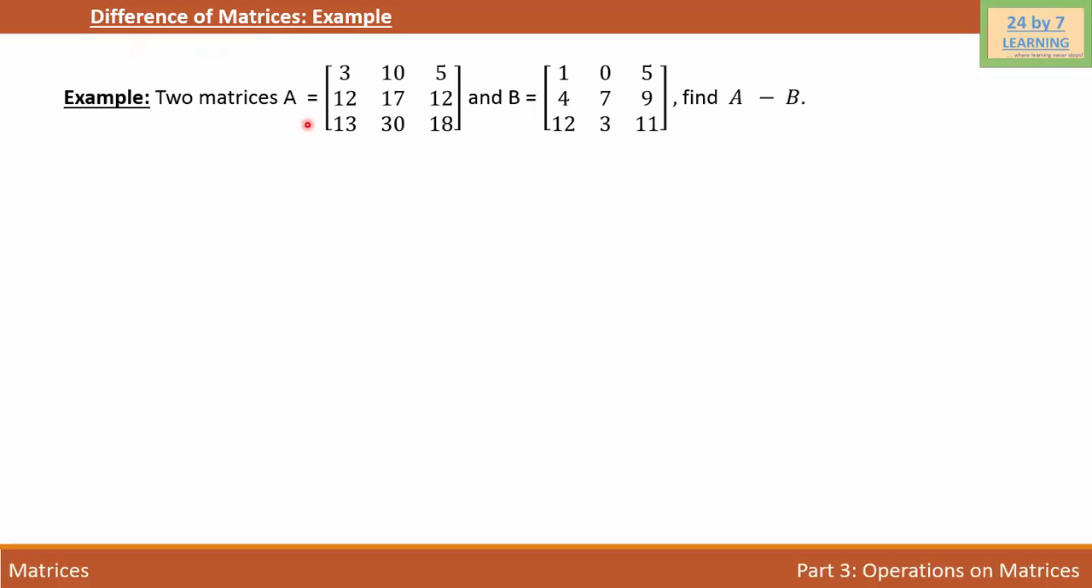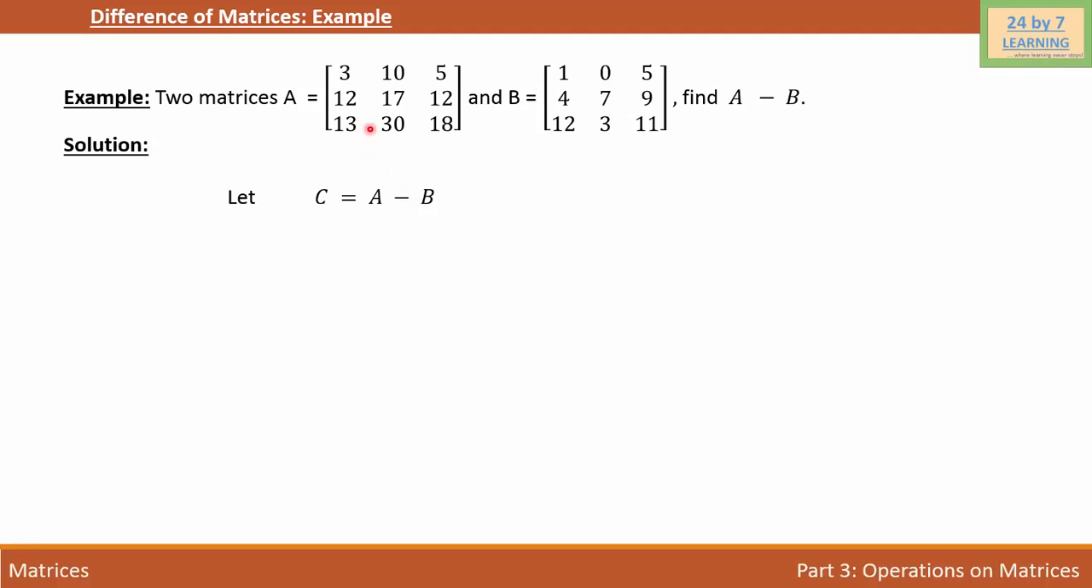So let A be a matrix of elements which is given here: 3, 10, 5, 12, 17, 12, 13, 30, 18, and B is a matrix with elements 1, 0, 5, 4, 7, 9, 12, 3, 11, and we have to find the resultant matrix which is the difference of matrix A and B. So let's do it. We can write the resultant matrix C is equal to matrix A minus matrix B.